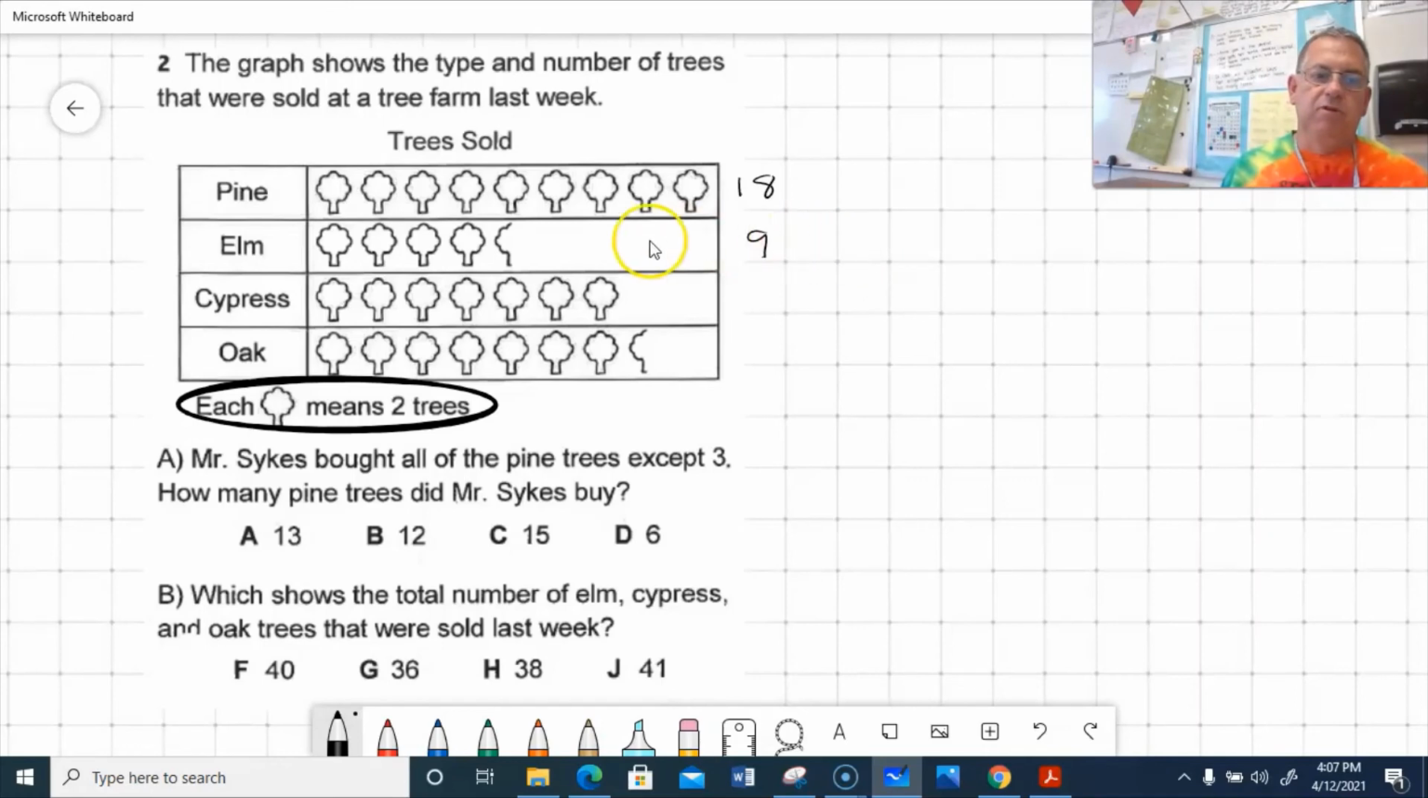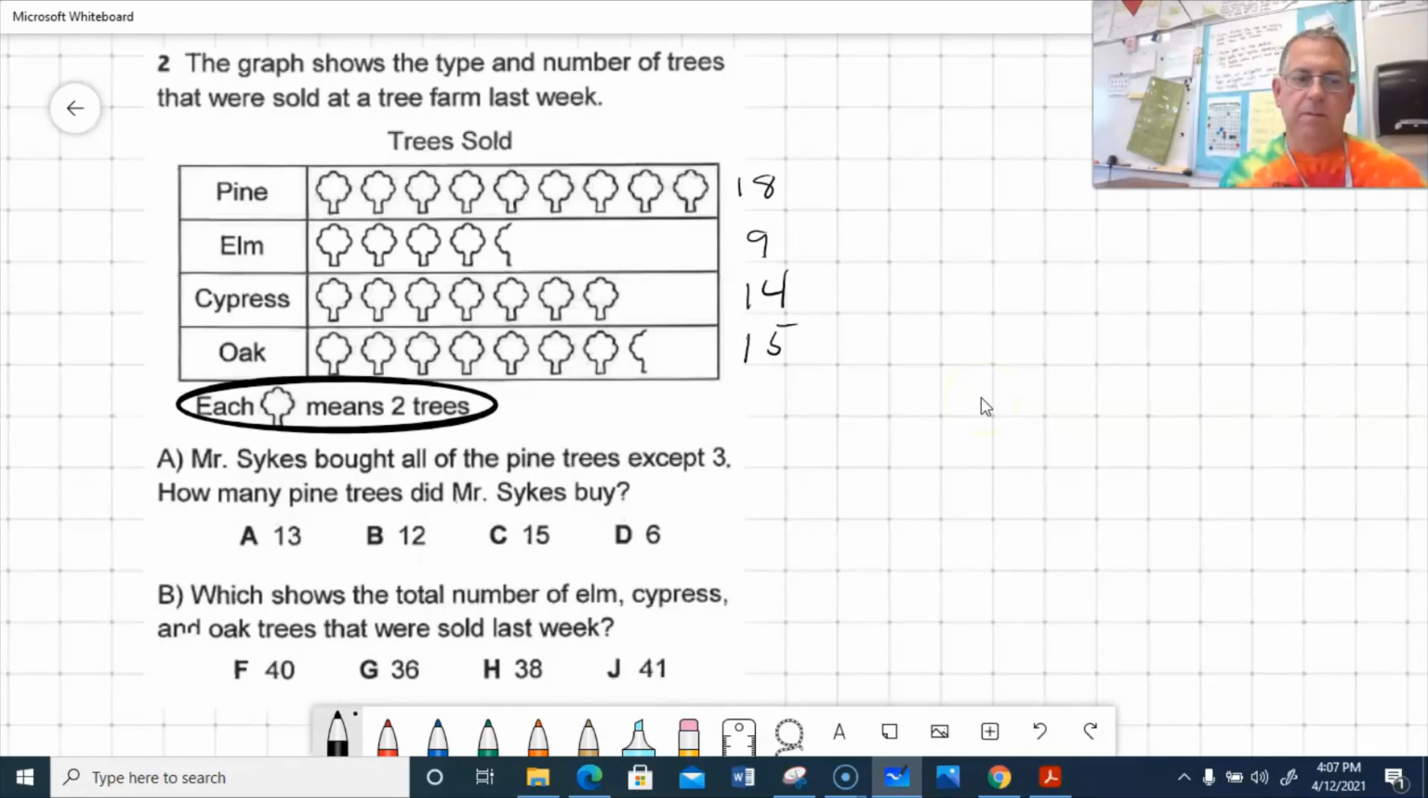How many cypress trees are sold? Okay, we'll skip count. It's 2, 4, 6, 8, 10, 12, 14. So 14 cypress trees are sold. And how many oak trees are sold? Okay, I can kind of look here. I'm going to cheat a little bit. I see that just really 1 more oak tree was sold than cypress trees, so that would be 15.